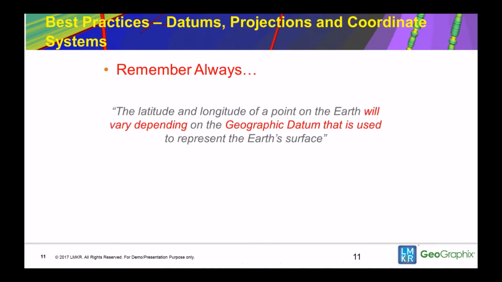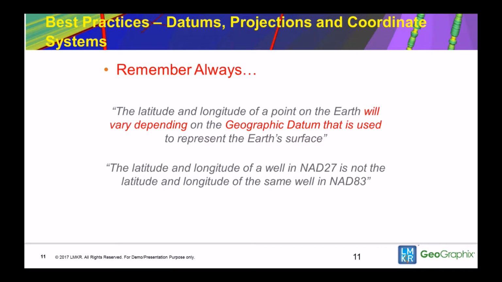So remember always, this is the important thing to remember about datums. The latitude and longitude of any point on the Earth will vary depending on the geographic datum that is used to represent your surface. So what that really means is the latitude and longitude of a well in NAD 27 is not the latitude and longitude of the same well in NAD 83. And when I first got into this business, this sort of confused me because I really didn't understand what a datum was. I just thought a latitude and longitude was a latitude and longitude, and it didn't really change. But it actually depends on that mathematical best fit to the Earth's surface, which is called a datum.